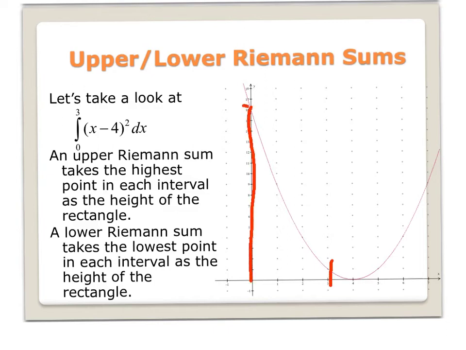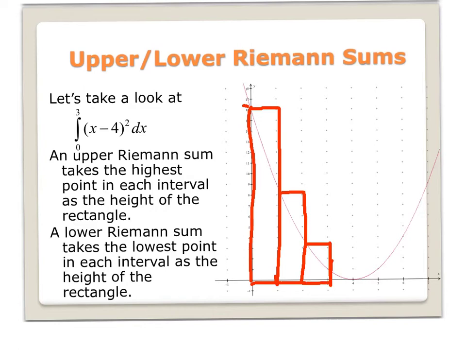I'm going to use an upper Riemann sum, which means that when I do each of the rectangles, I'm going to take the highest point within that region. So if I look at the region from 0 to 1, I find the highest point, which in this case is 0, and that's how tall I make my rectangle. When I look at the region between 1 and 2, I find the highest point in that region, which will be right there, and that's how tall my rectangle is. And when I do the same thing between 2 and 3, the highest point would be there, and so these three rectangles would be in my estimate.